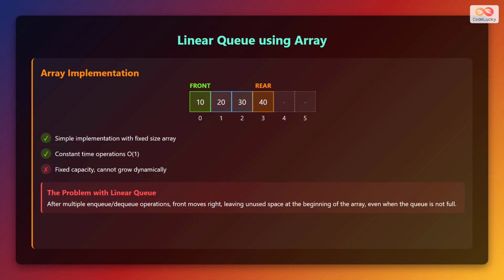After multiple Enqueue and Dequeue operations, the front pointer moves to the right, which may leave unused space at the beginning of the array, even when the queue is not full. This is a problem with the linear queue.